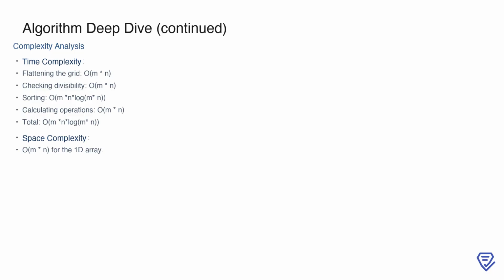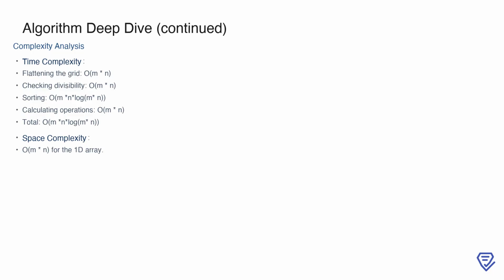For time complexity, flattening the grid takes O(m*n), as we simply iterate through all elements. Checking divisibility also requires O(m*n) for the same reason. Sorting the 1D array is the most expensive step, with a complexity of O(m*n*log(m*n)). Finally, calculating the operations involves another O(m*n), as we iterate through the list to compute the transformations. Combining these steps, the overall time complexity is O(m*n*log(m*n)).